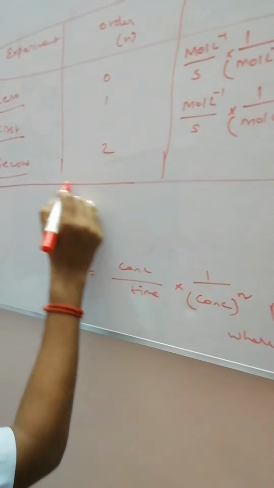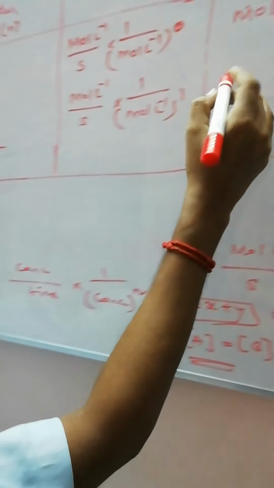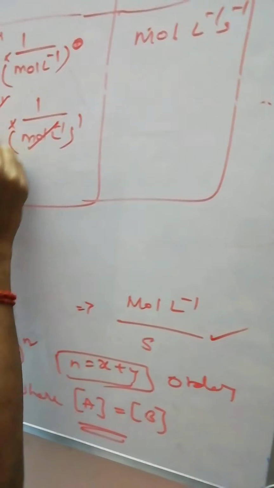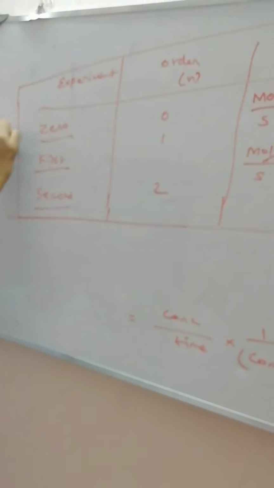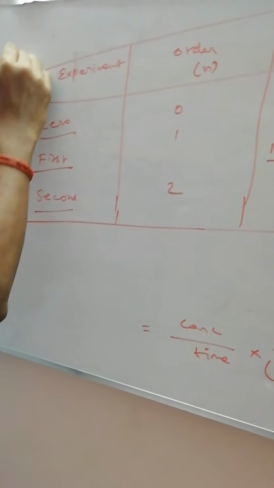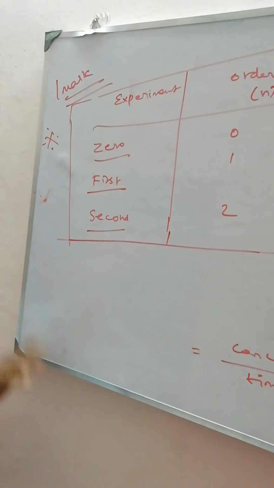Okay, dear. Now, what is second order? Mole per liter, these two are cancelled in the numerator. So second inverse is the unit for a first order reaction. These are all very important, a 1 mark board question.